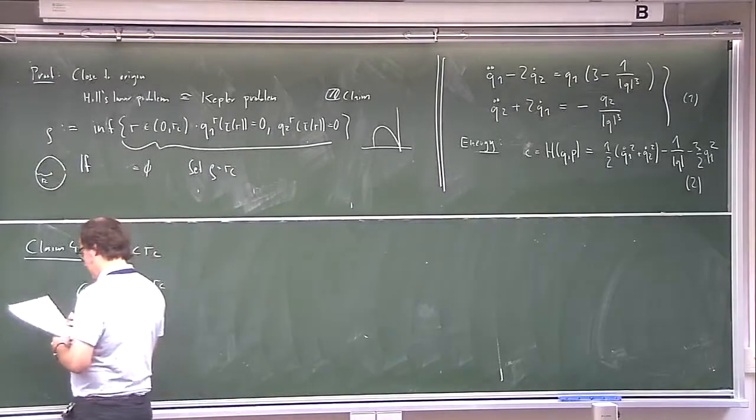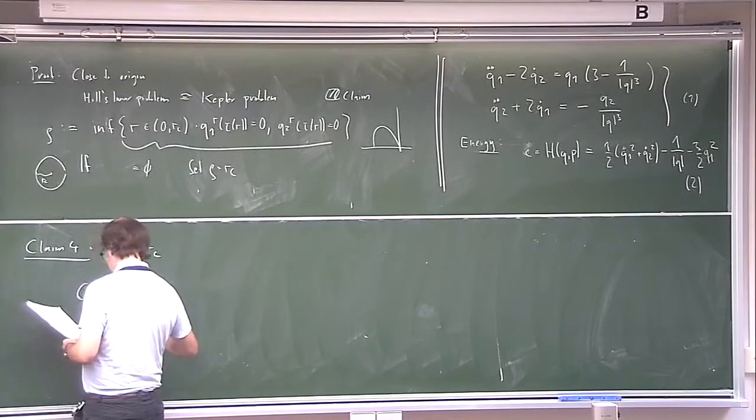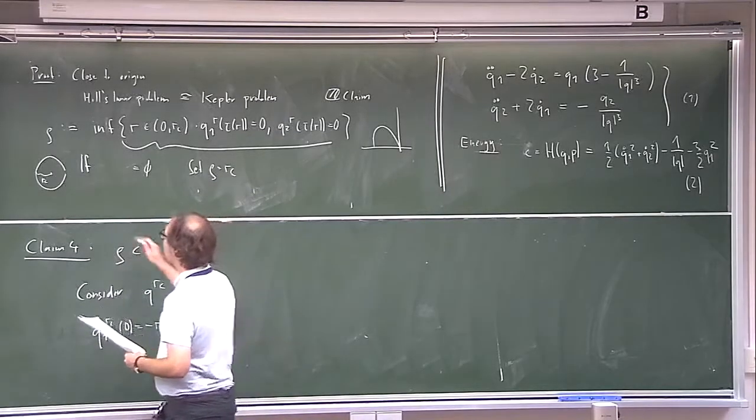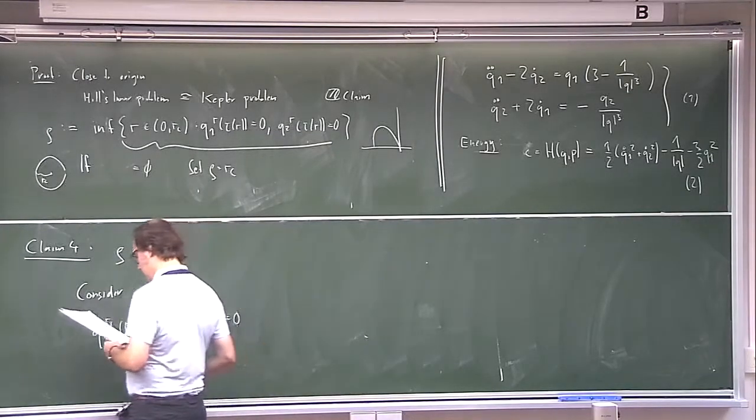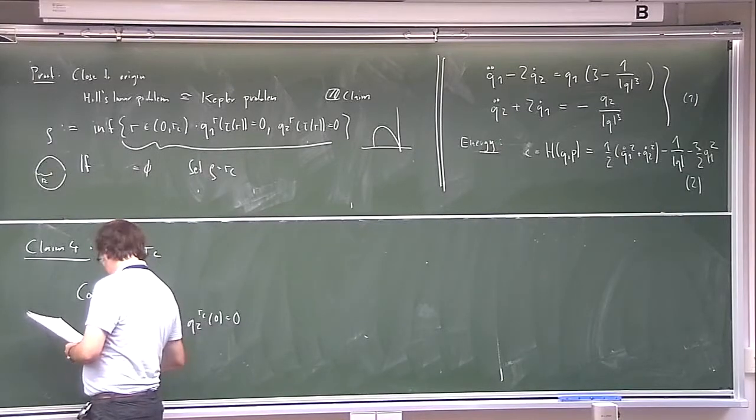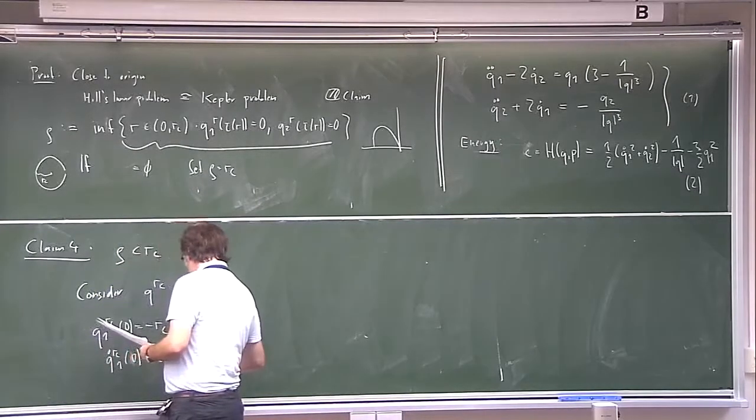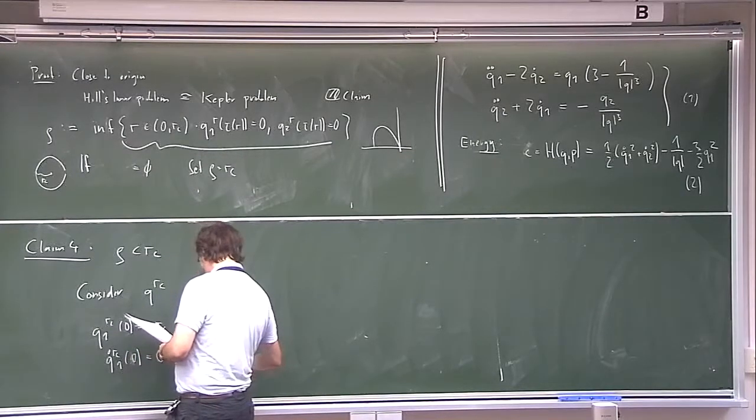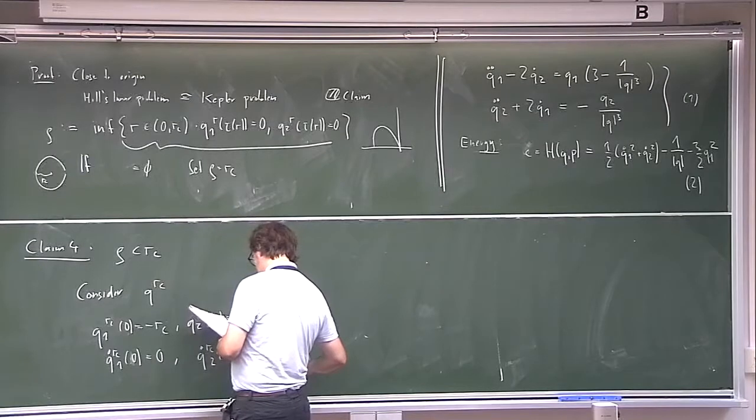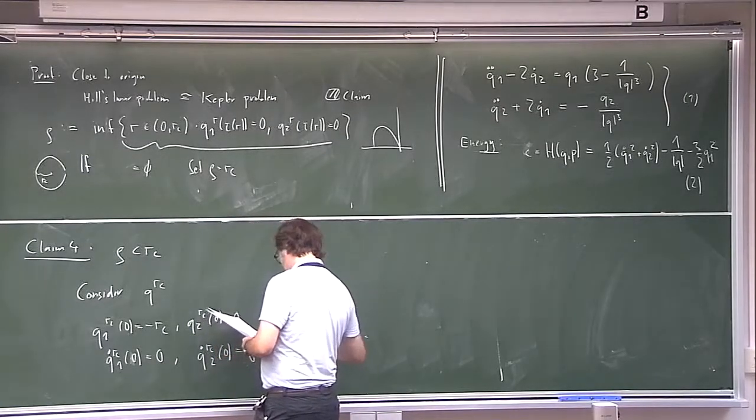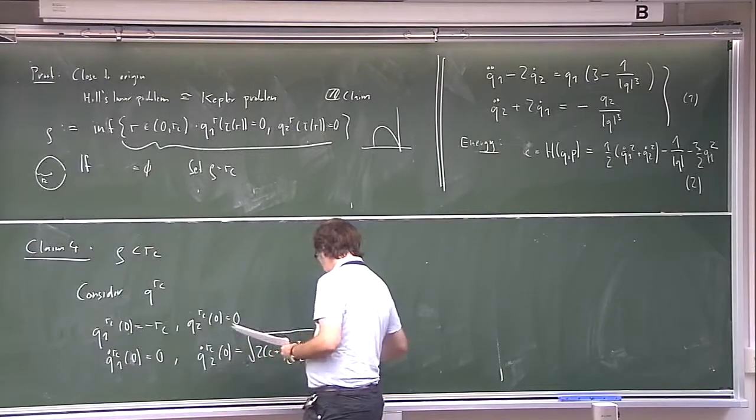So we have this as initial condition, Q1 of RC at 0. This is minus RC here. And then I have Q2 of RC at 0. This is 0. And Q dot 1 of RC at 0 is 0. And Q dot 2 of RC at 0, this is square root of C plus 1 over RC plus 3 over 2 RC squared, but by definition of RC this is 0.